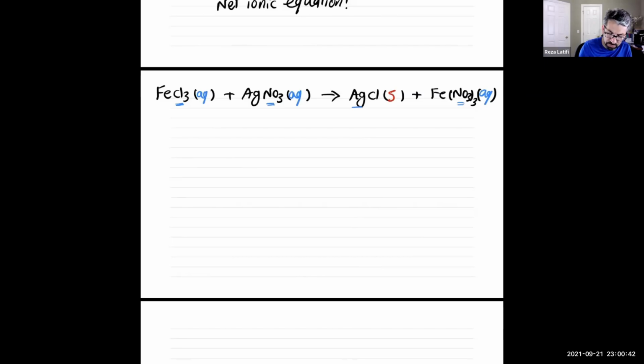I see 3 chloride on the left, 1 on the right, so I'm going to put 3 here, and I put 1 in front of iron chloride. That means I have 1 iron, so I put 1 here.